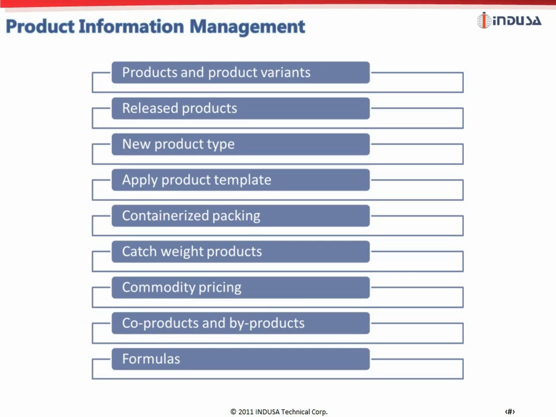Products and product variants, previously called items and item dimensions, now originate at the enterprise level and are then released to the company level.